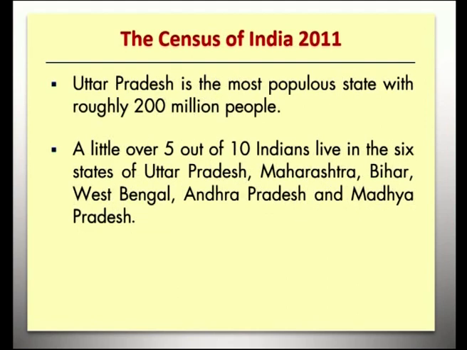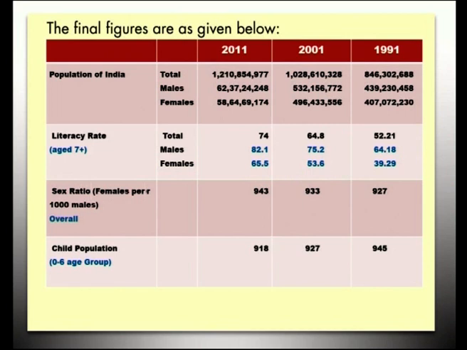Among all the states, Uttar Pradesh is the most populous state with roughly 200 million people, and a little over 5 of 10 Indians live in the 6 states of Uttar Pradesh, Maharashtra, Bihar, West Bengal, Andhra Pradesh and Madhya Pradesh. Now, this is the comparison of the census reports taken in 2011, 2001 and 1991.